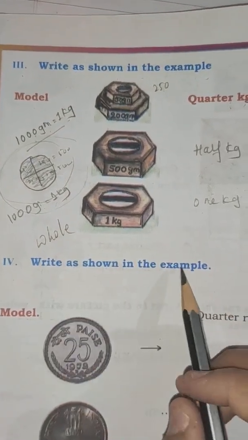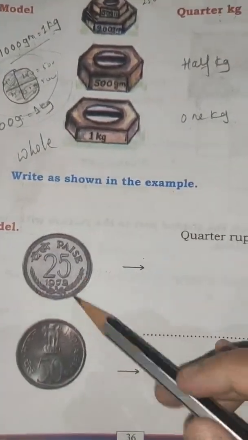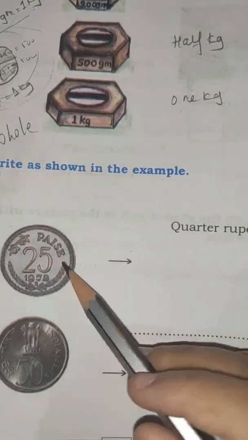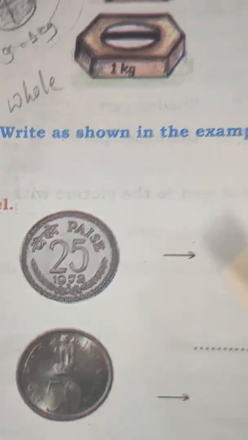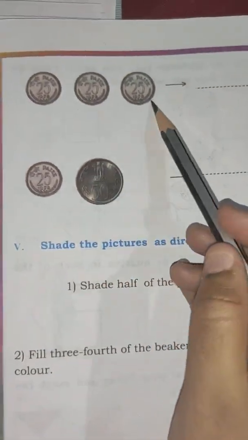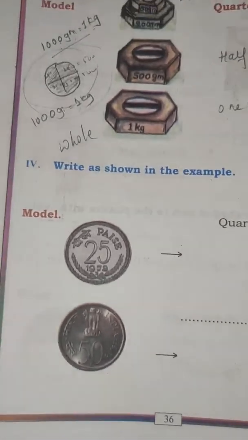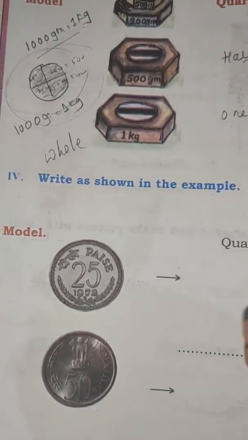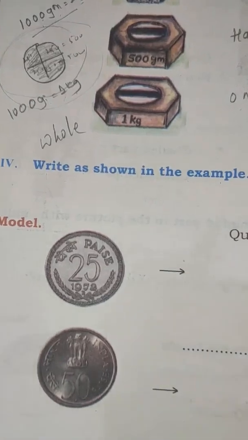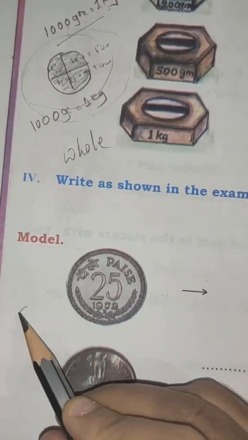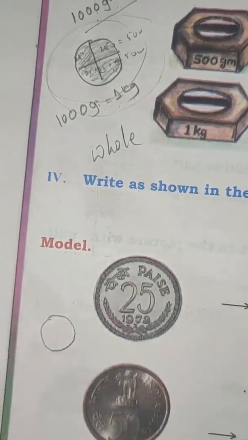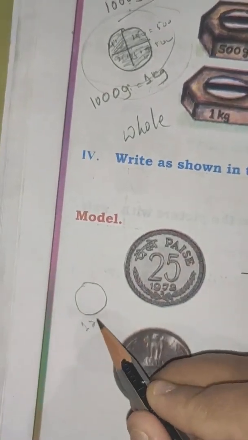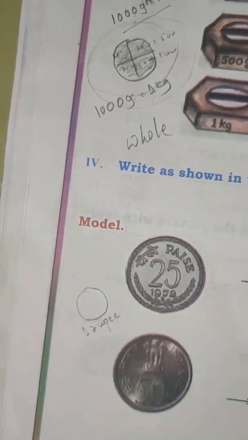Write as shown in the example. So here are the rupees or paise. So one is done for you here. This is 25 paise and this is 50 paise, and here are the 25 paise and here 25 and 50 paise. So children, listen here carefully. Just to make you understand in a better way, I am drawing a circle here. We'll consider this circle as 1 rupee.